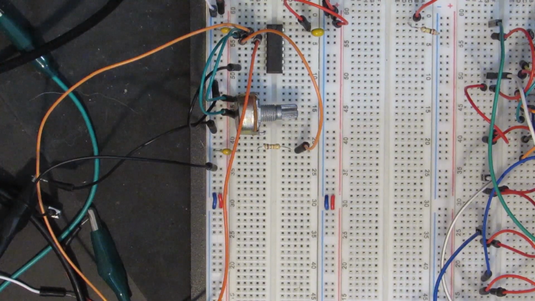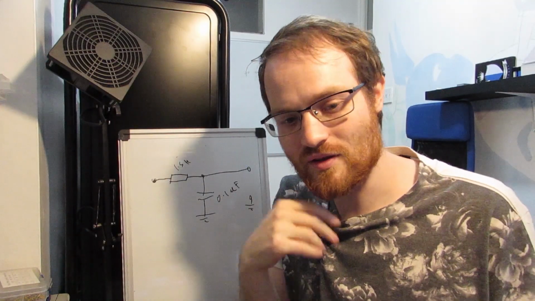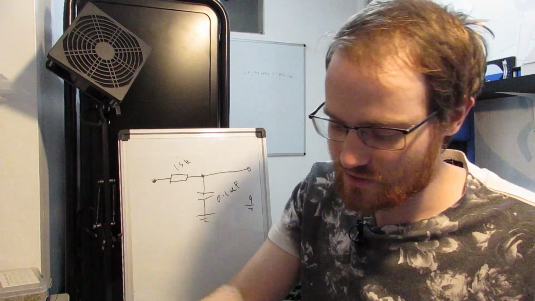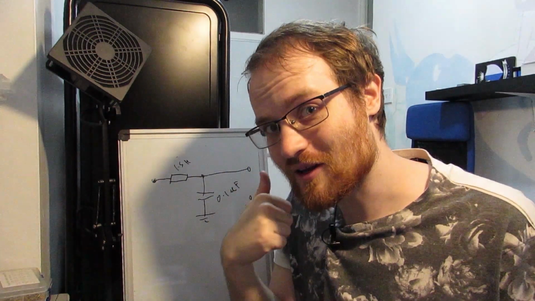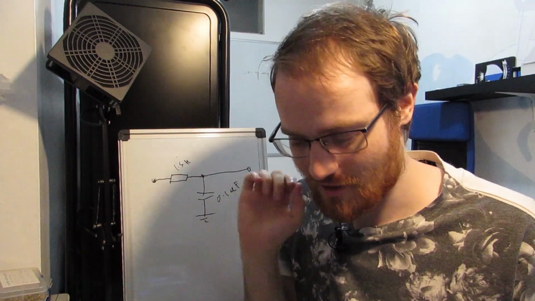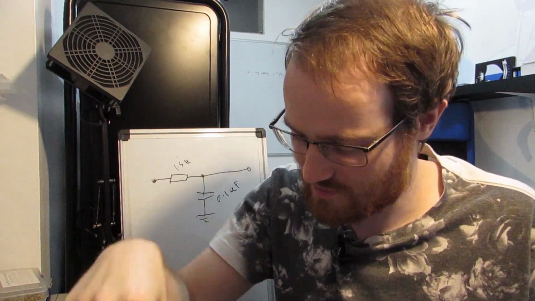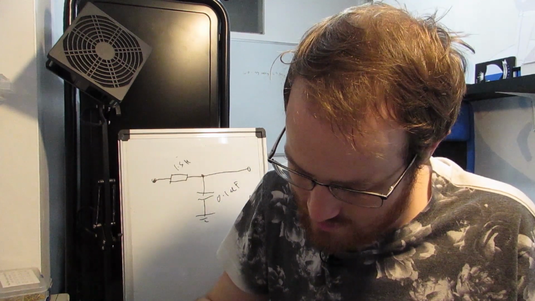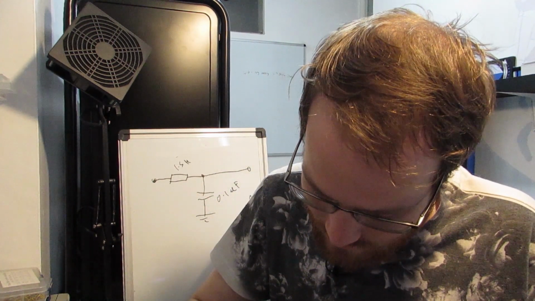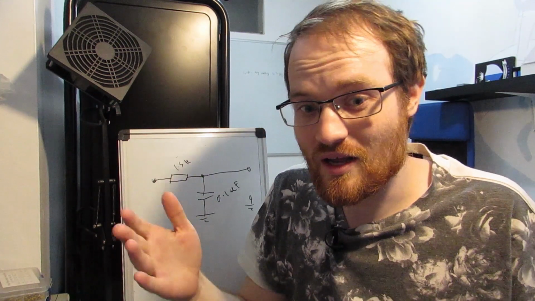Then we should hear a filtered output, so the high frequencies should be filtered out. And if you don't know why, go back and watch my last video, because I go over it all in depth. I've frozen the scope. So now we can hear the attenuated audio.